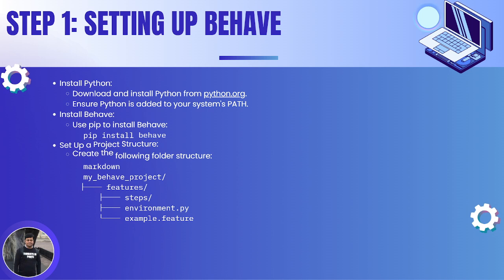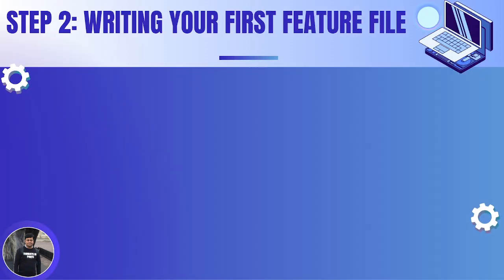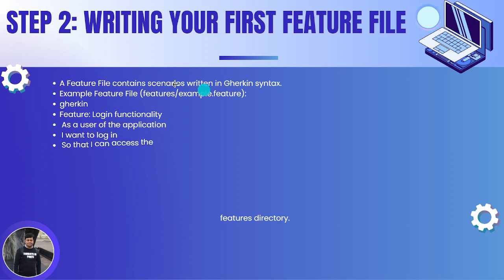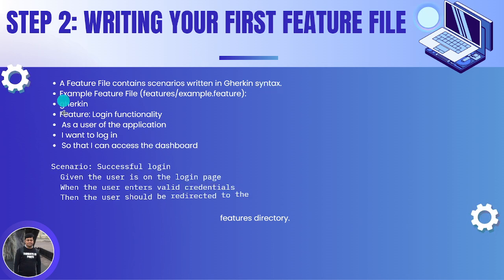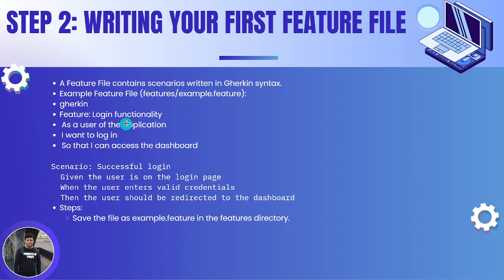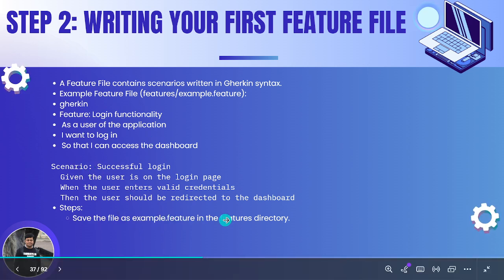Okay, next is writing your first feature file. A feature file contains scenarios written in Gherkin. So again, the same logic, the same login functionality you can use, and save the file as example.feature in the features directory.